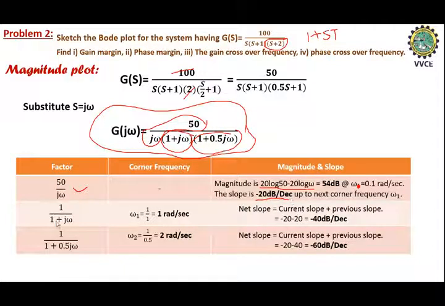And the second factor is 1 divided by 1 plus j omega. You can directly see what the value of T is here. For the first pole, T equals 1, and here T equals 0.5.